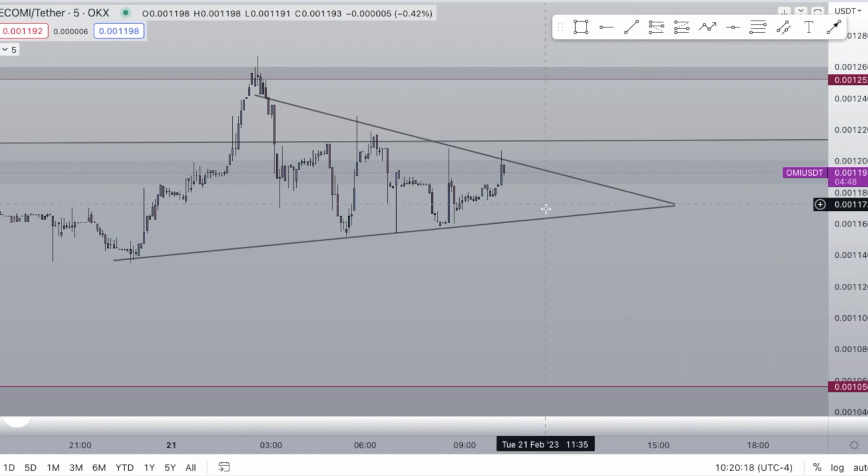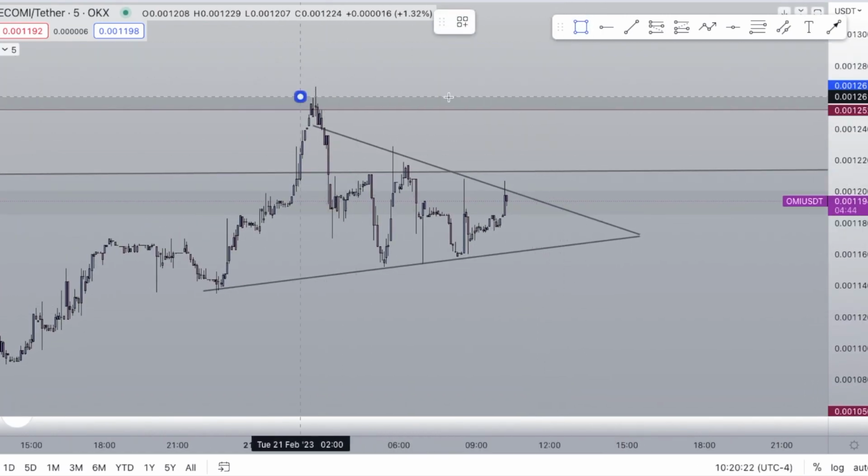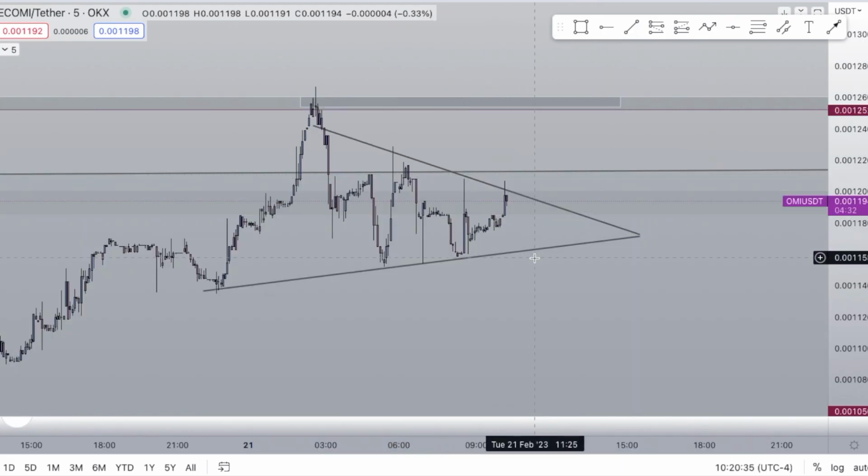We're waiting for the breakout of the symmetrical triangle. If the symmetrical triangle does break towards the upside, we can see for a small time there is a bullish sign, maybe take some profits just at the top right here. And if prices do break towards the downside, we could load up on more Omi token. And this is what we want to see, guys.